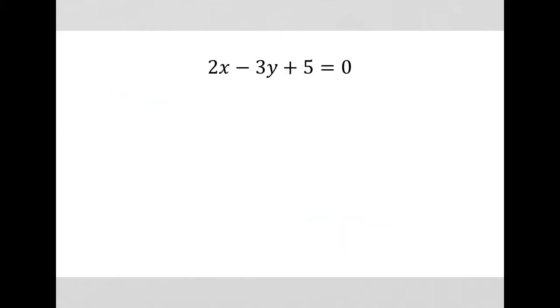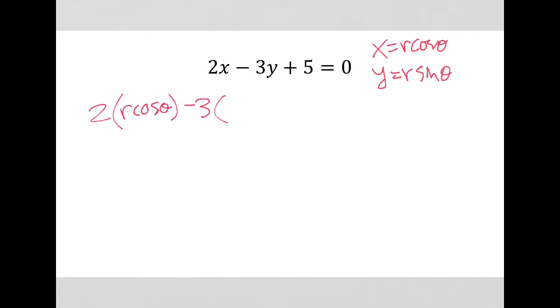So 2x minus 3y plus 5 equals 0. Again, just plug in what we know and solve for r. We know that x equals r times the cosine of theta. We know that y equals r times the sine of theta. So plug those in. 2 times, instead of x, we're writing r cosine theta, minus 3 times, instead of y, we're writing r sine theta, and instead of adding 5, I'm going to subtract that over to the other side right there.